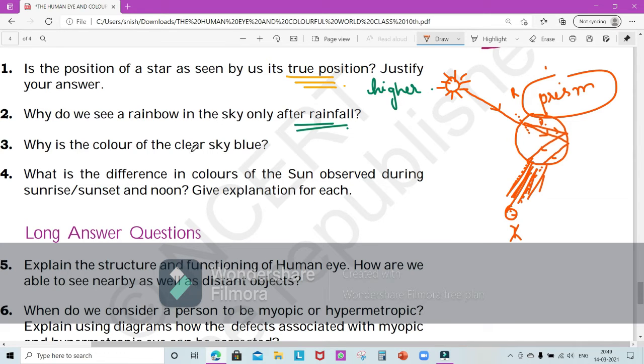Why is the color of the clear sky blue? Why is it blue? Let's just clear some space.